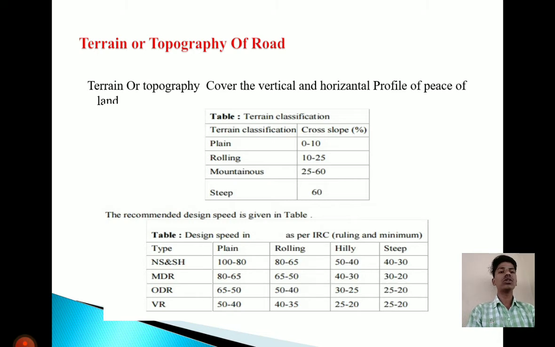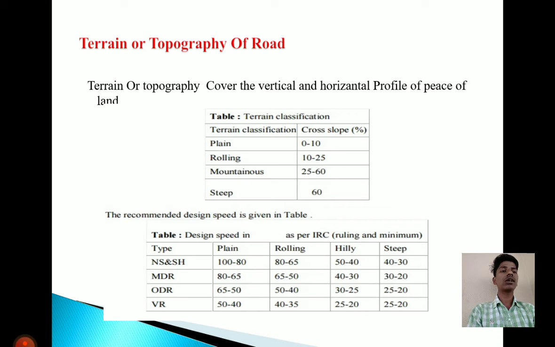The table shows plain terrain, rolling terrain, mountainous terrain, and steep terrain. The terrain is concluded on the basis of cross slope. If the cross slope is 0 to 10%, it is plain terrain. If the cross slope is 10 to 25, it is rolling terrain. If it is 25 to 60, it is mountainous terrain. If the cross slope is greater than 60, it is steep terrain.